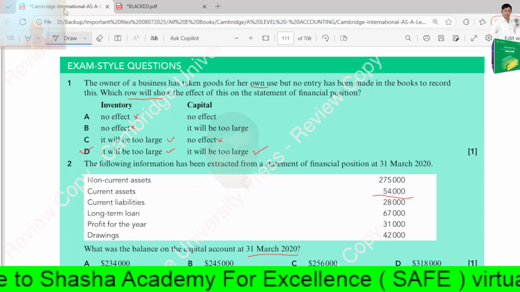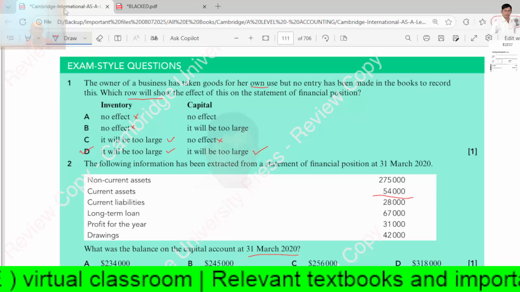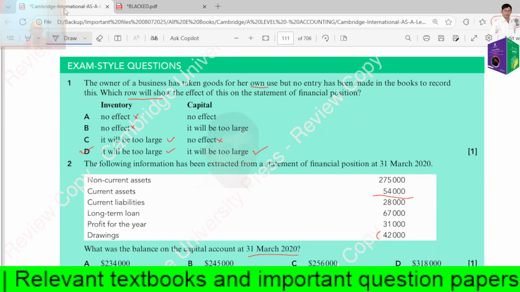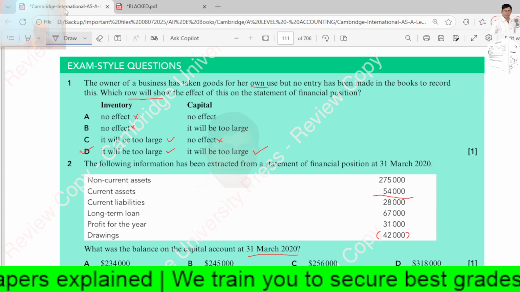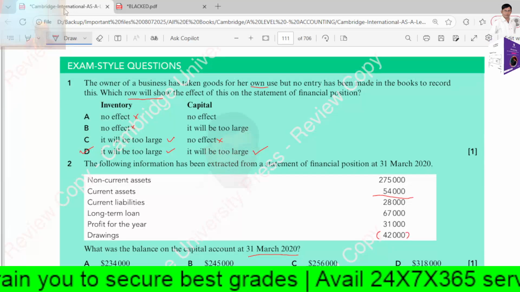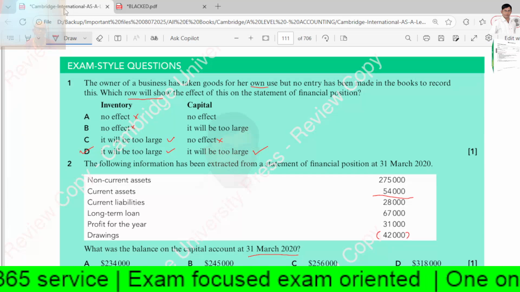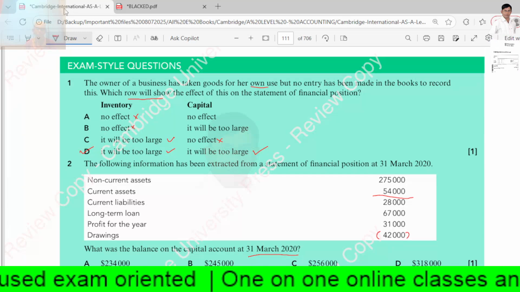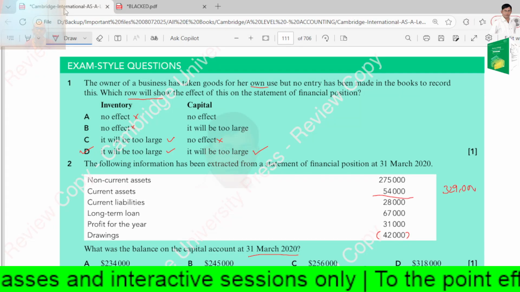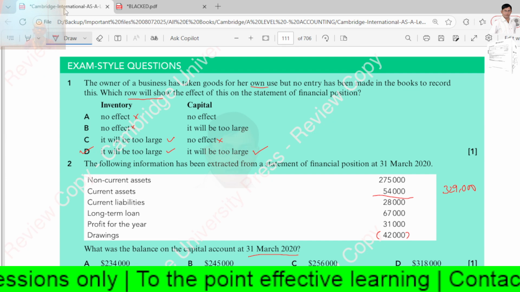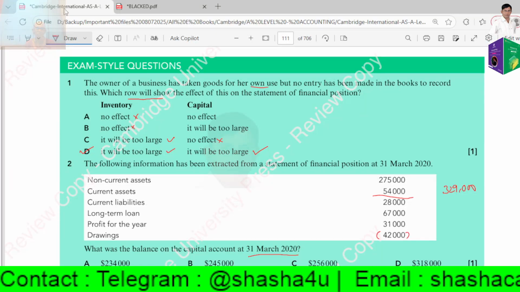Profit will obviously credit itself. Drawings will be obviously a minus figure, right? So it would have been subtracted. So you add both, 275 plus 54. So the total assets is 3,29,000. So the total liability should be equal to this, so assets will be equal to liability.